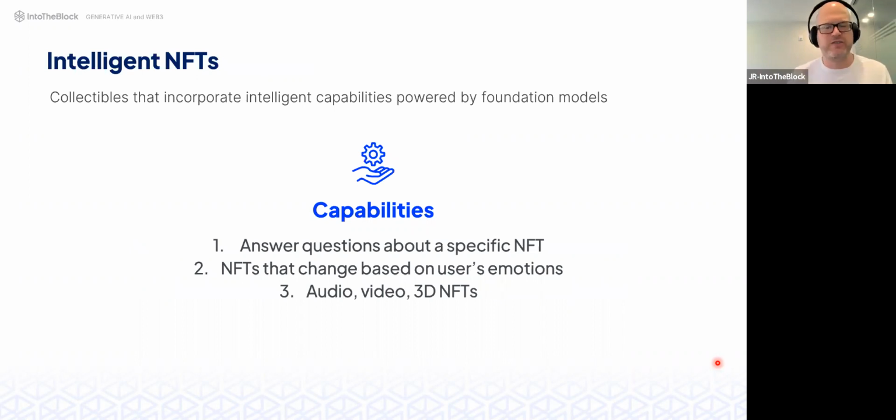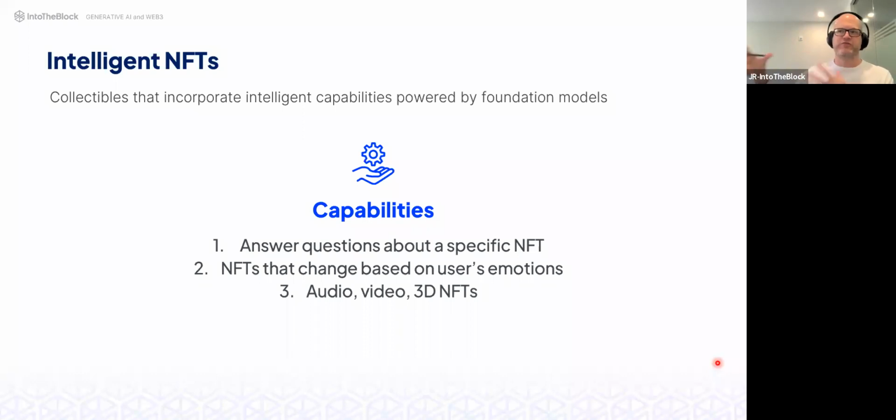Obviously, NFTs. NFTs were the first adopters of generative AI capabilities in the form of generative art. Imagine that you have collectibles with which you can interact. You can ask questions about the inspiration of the artist, or they can adapt to your mood or to the economic circumstances of the day, and change colors or things like that.